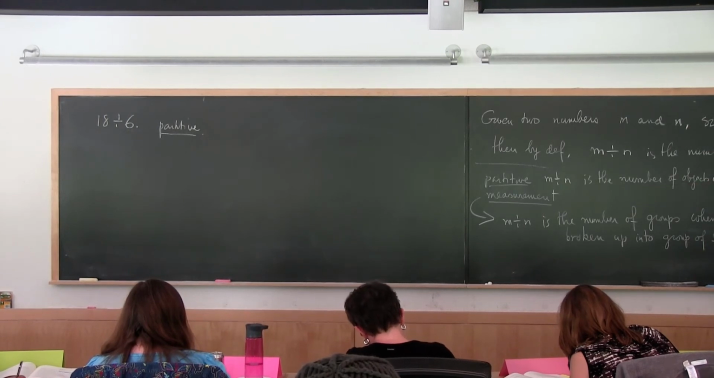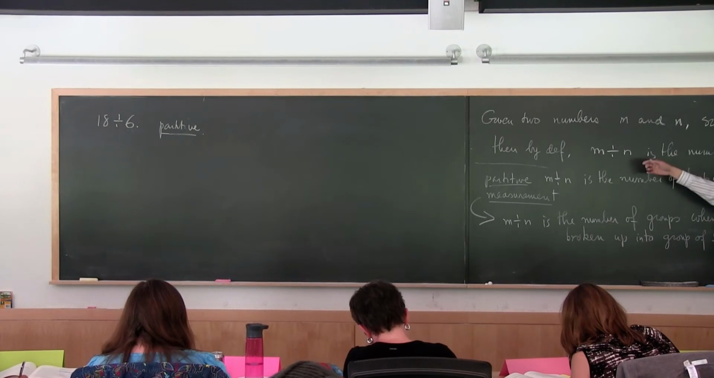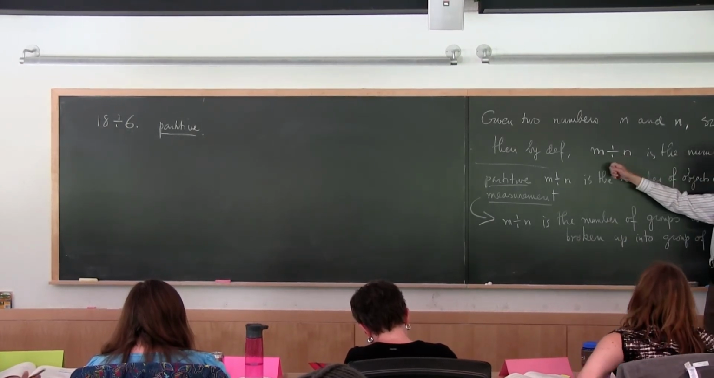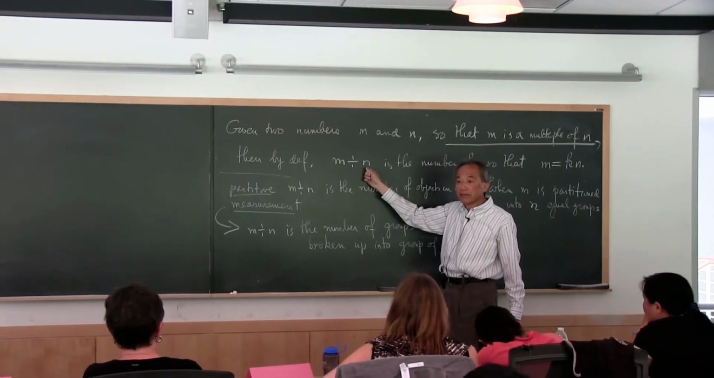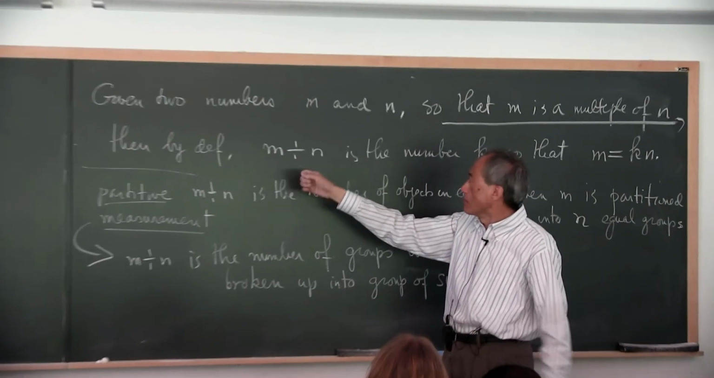Okay, so the review, right? We're talking about division. It's understood that when you write this down, it's already known that this is a multiple of n. You know what multiple means, right? It's some whole number times it.